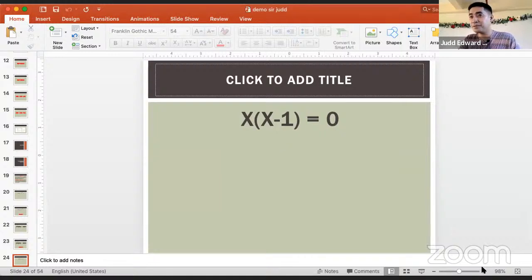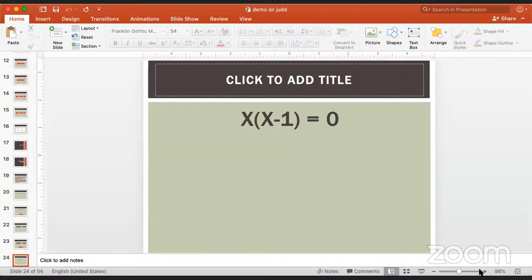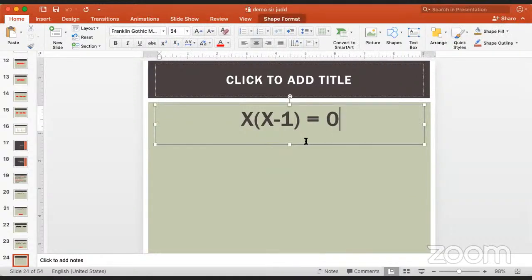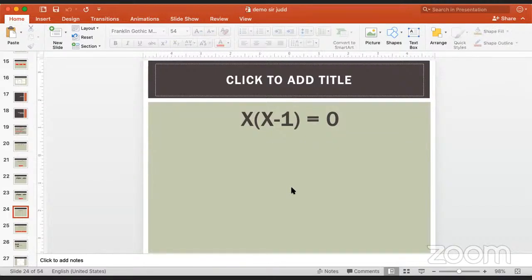Any other hands po would like to answer? X times the quantity x minus 1 is equal to 0. Is this an identity or conditional equation? Yes, Mr. Malyare. Conditional po. Why? Kasi po true lang po siya kapag 1 po yung sinubstitute sa x po.